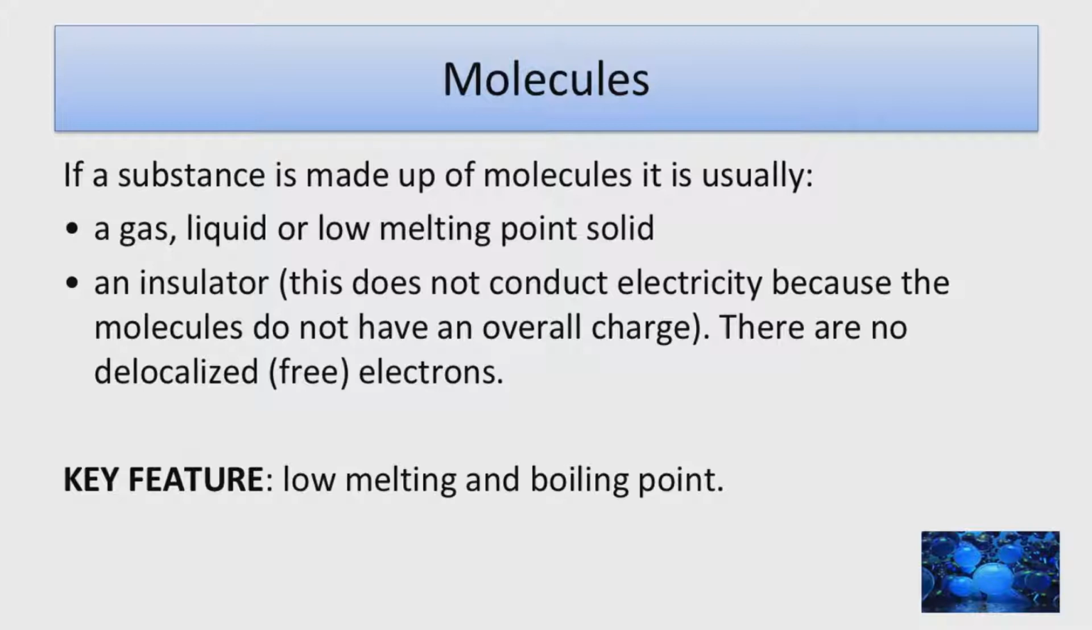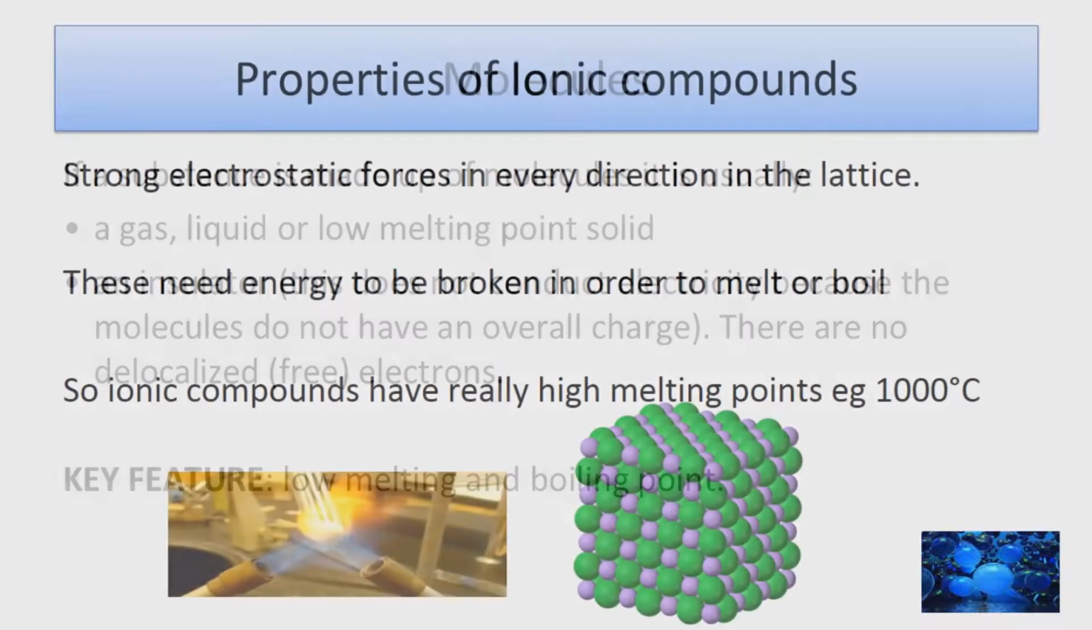If a substance is made up of molecules, it's usually a gas, liquid, or a low melting point solid. It's an insulator. This is because it'll be non-metals and they don't conduct electricity, and also non-metals do not have any free or delocalized electrons. A key feature of molecules is their low melting and low boiling points.